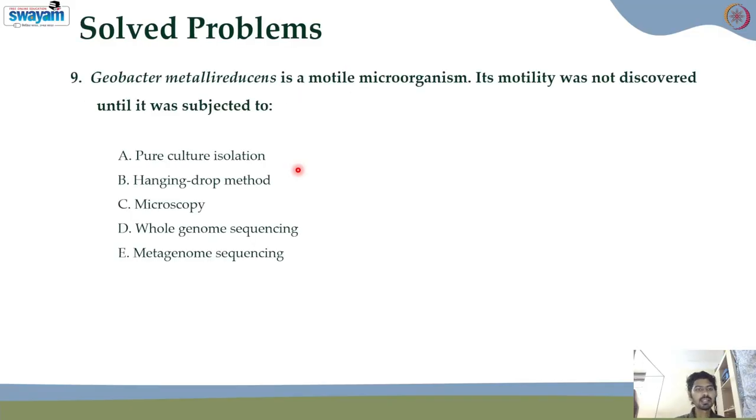Geobacter metallireducens is a motile microorganism. Its motility was not discovered until it was subjected to: option A, pure culture isolation; option B, hanging drop method; option C, microscope; option D, whole genome sequencing; option E, metagenome sequencing.